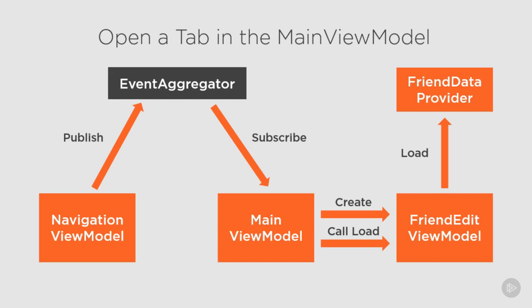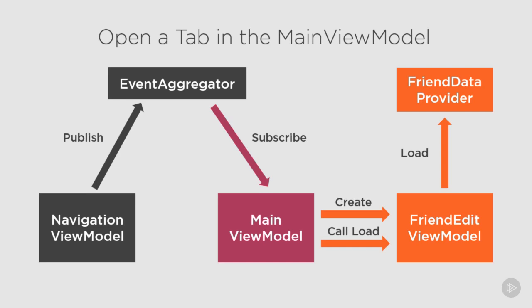In the previous clip, we have extended the navigation view model to publish the OpenFriendEditView event. Behind the scenes, we have introduced the navigation item view model, which does the real work. But that's just an implementation detail. Now let's focus on the main view model and let's subscribe to that event.